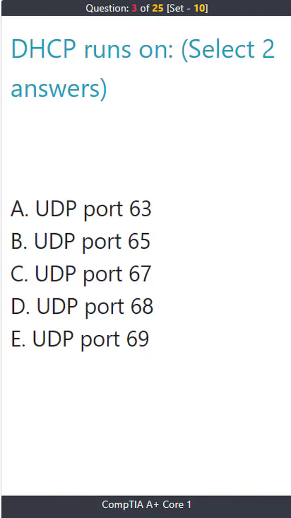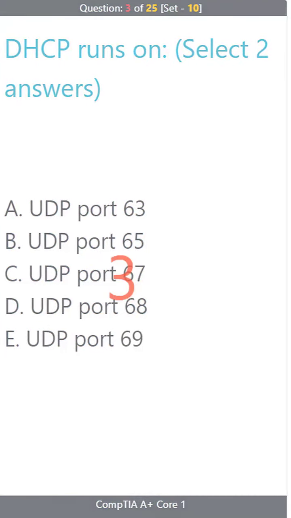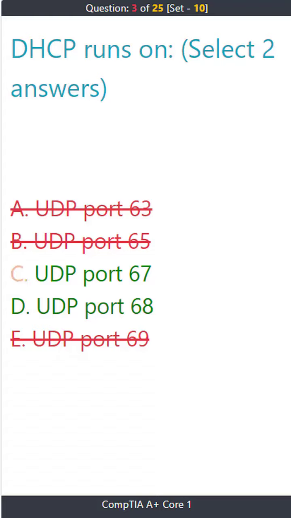Question 3. DHCP runs on, select two answers. A. UDP port 63, B. UDP port 65, C. UDP port 67, D. UDP port 68, E. UDP port 69. The correct answers are C. UDP port 67, D. UDP port 68.